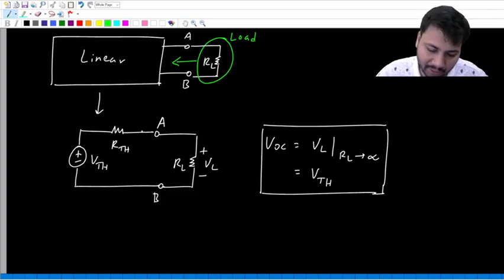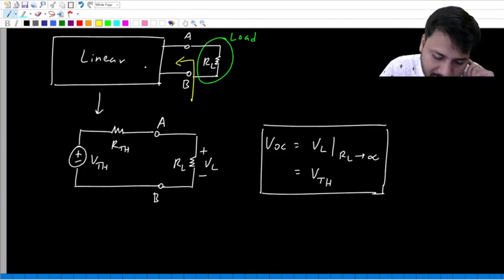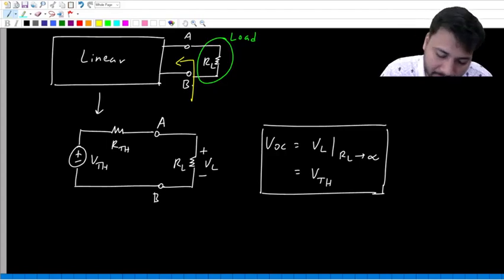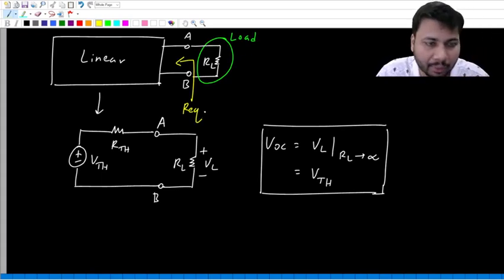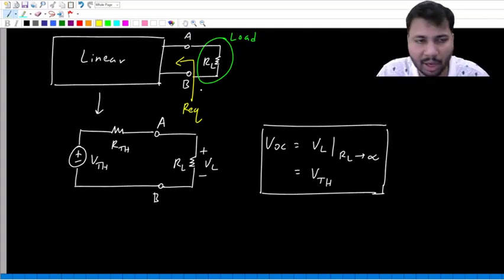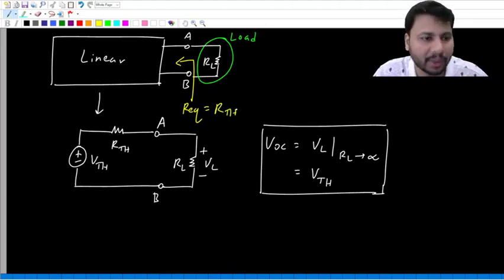So what is RTH? When I draw an arrow mark like this, that means somebody is looking in this direction. But here, the load is looking in this direction. And when I draw this kind of arrow mark, and below the arrow mark I write R equivalent, it means the equivalent resistance seen in this direction. So when the load looks in this direction, the load will find some equivalent resistance. That equivalent resistance is nothing but the Thevenin resistance. That's all.